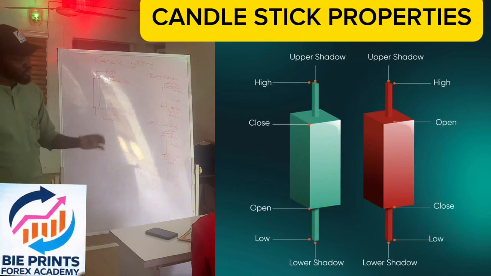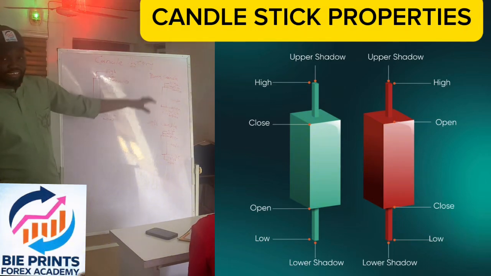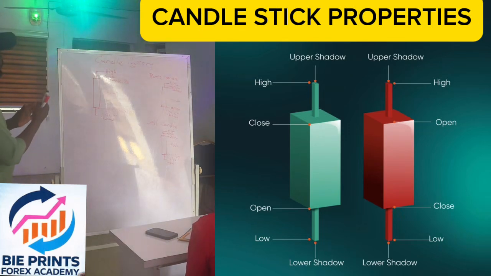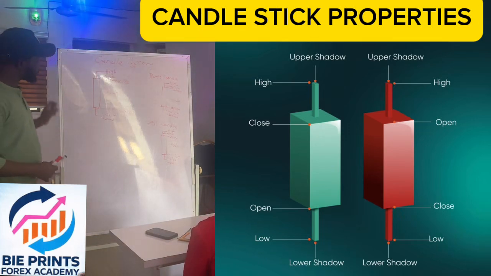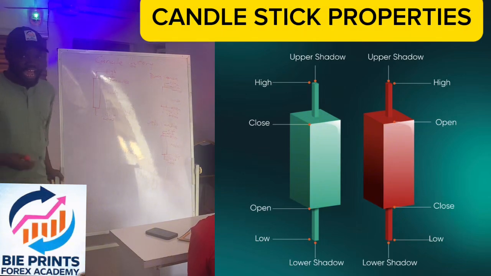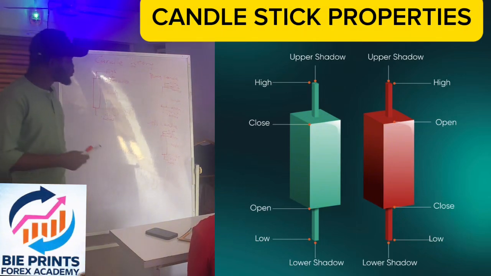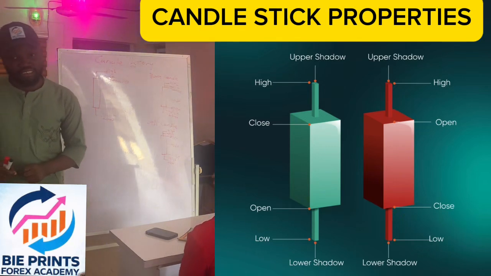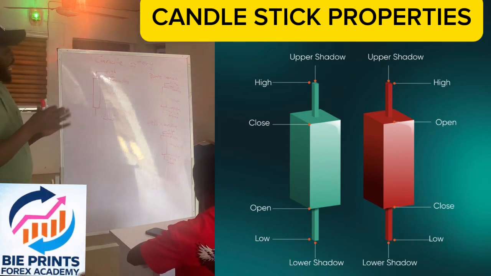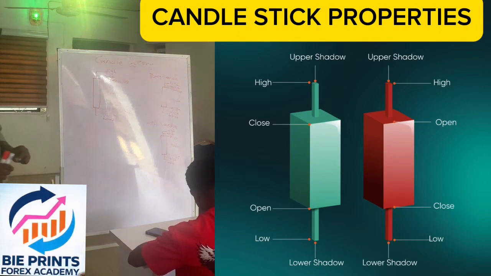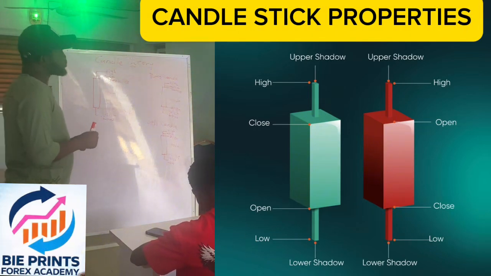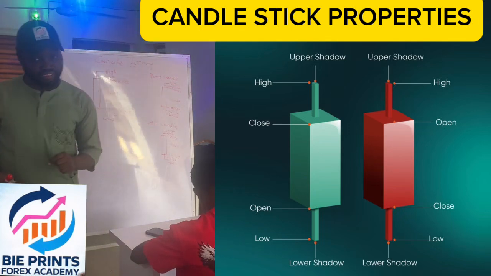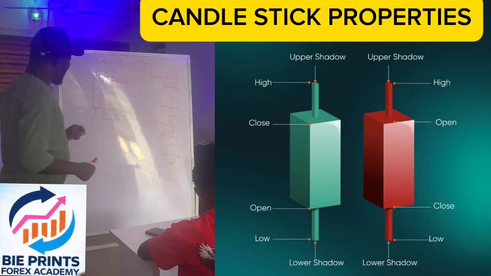So you can see the difference in the two candles for both buy and sell candle. Now, let's look at each of these properties very well. What is high? High has to do with the highest price that the buyers bought at a particular time.